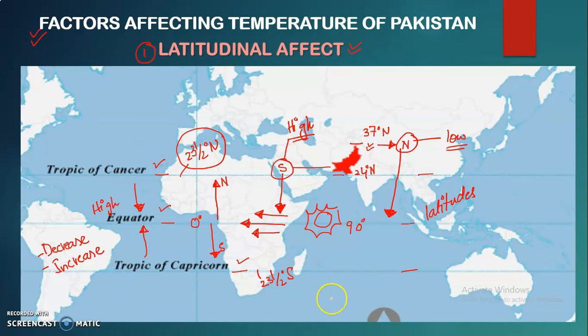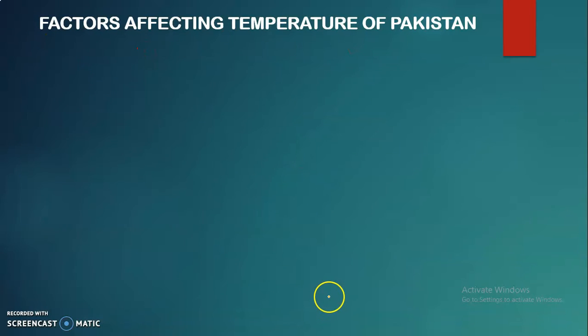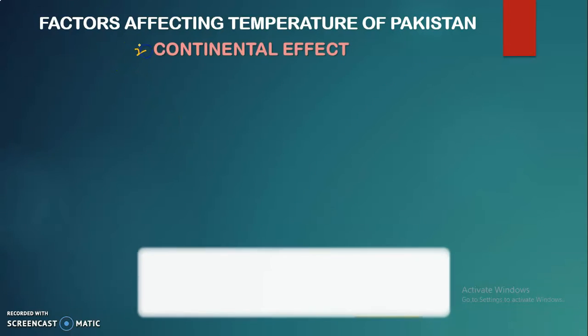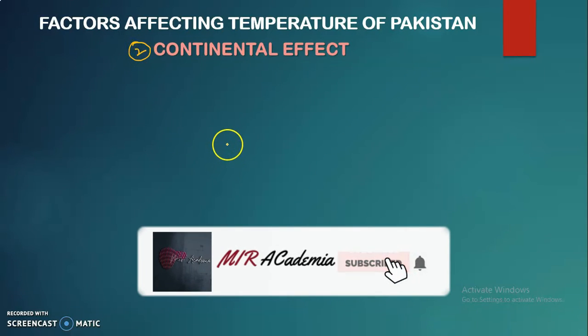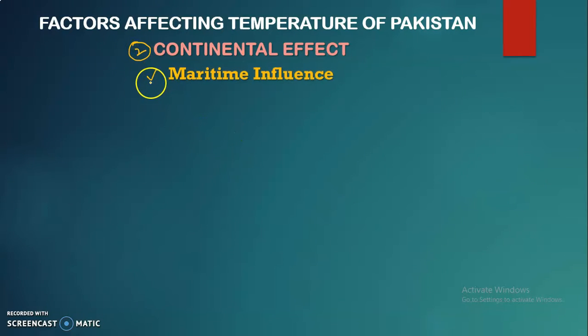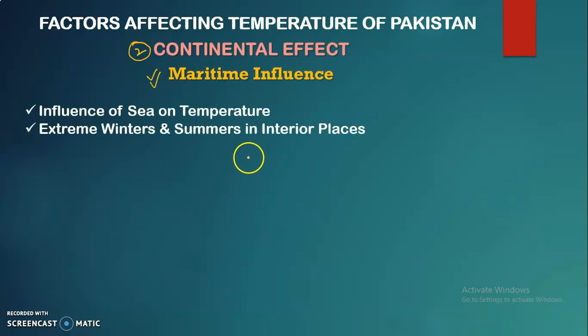Moving towards our next factor, let's see what the second factor is. The second one is the continental effect. This is also known as the maritime influence. What is maritime influence? Here you could see there are 2 points on the screen. The influence of sea on temperature. It means that maritime influence is the influence of sea on temperature.